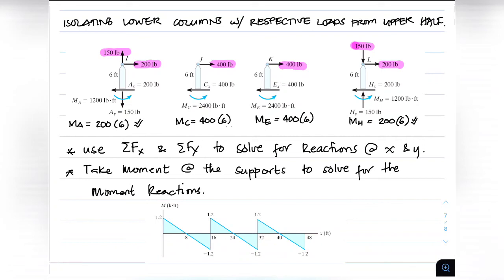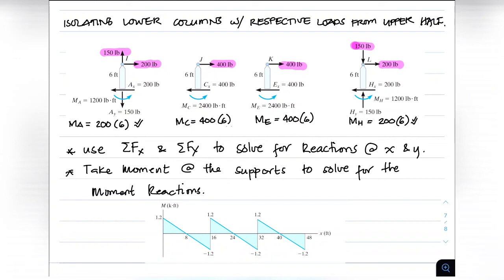For point E, the value of the horizontal support or reaction is 400 pounds, and the value of your moment at point E is equal to 400 times 6, equal to 2,400 pound-foot. At point H, the value of your horizontal reaction is equal to 200 pounds, and the value of your moment at the support is equal to 200 times 6, giving us 1,200 pound-foot.